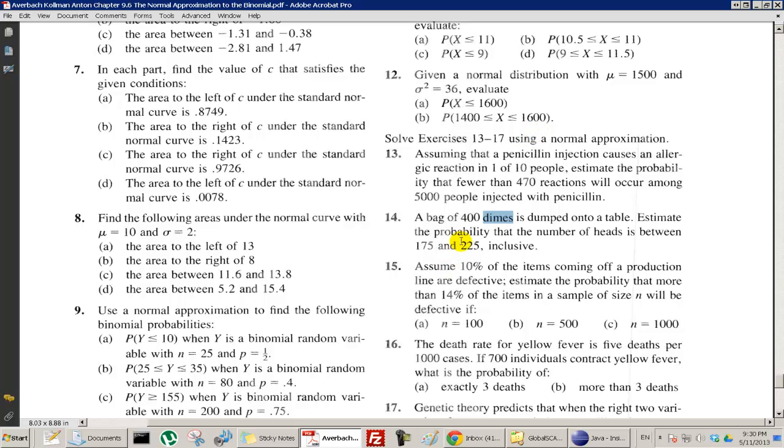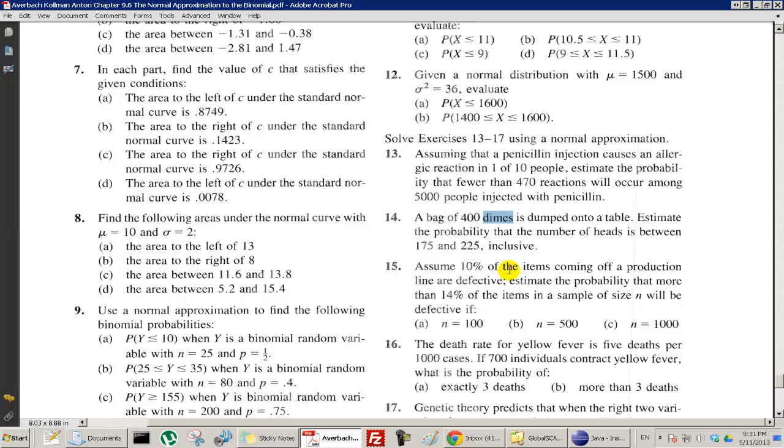So again, you just figure out what's mu using the formula mu equals np, and you figure out what's sigma using the formula sigma equals the square root of npq. Don't forget the correction for plus a half and minus a half. So this would be 175 minus a half. This would be 225 plus a half. And then you can go forward. Let's see the next one.